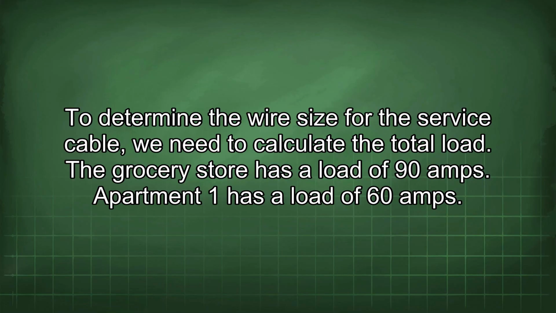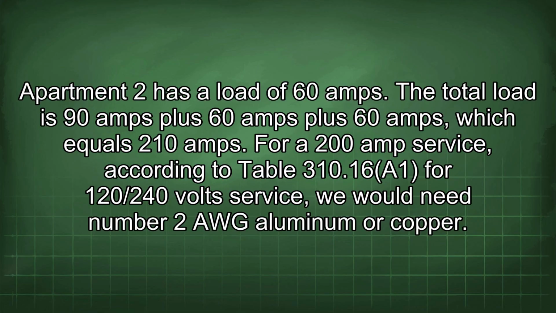To determine the wire size for the service cable, we need to calculate the total load. The grocery store has a load of 90 amps. Apartment 1 has a load of 60 amps. Apartment 2 has a load of 60 amps. The total load is 90 amps plus 60 amps plus 60 amps, which equals 210 amps.